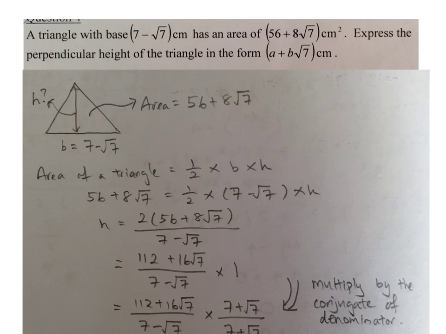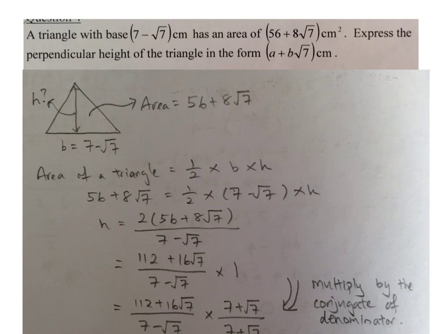Alright, so we all know that the area of a triangle is given by the formula half times base times height, and we are given the area of the triangle and the base. If we make height the subject, we will have this particular term over here. So now the question is about rationalizing the denominator.